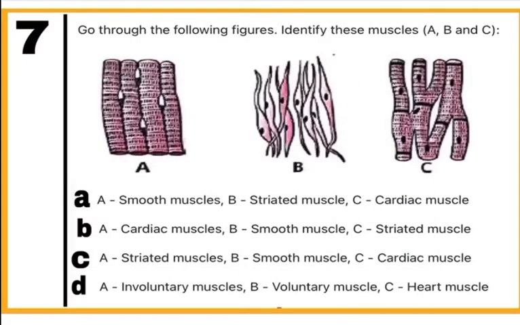Question 7. Go through the following figures. Identify these muscles A, B and C. A are skeletal muscles which are striated, unbranched and voluntary in function. B are smooth muscles which taper at both ends and do not have striations and are involuntary in function. C, cardiac muscles. These are also striated but branched and involuntary in function. So here the correct match is option C, mark C.